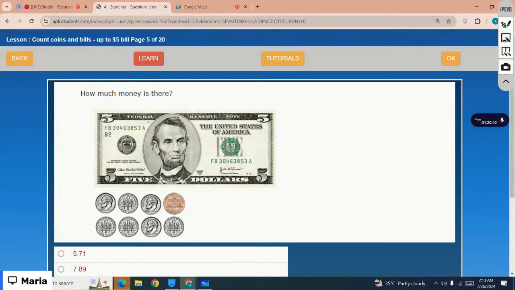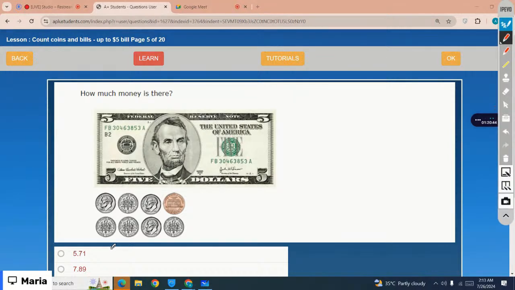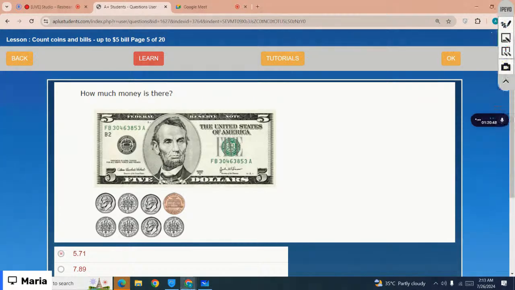That is 5.71, right? Because there are 4, 5, 6, 7 of the coins that are the same, right? They are dimes. You need to count them back. 10, 10 cents, and you need to add the cents, so that is 5.71, right? Okay, you can complete the lesson by yourself later today. Let me just move on to the next lesson.